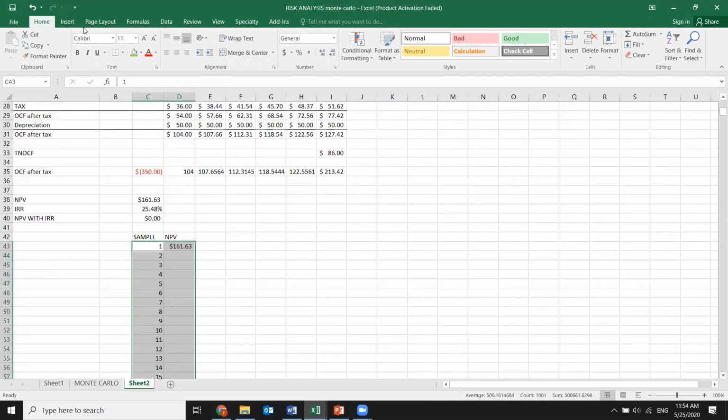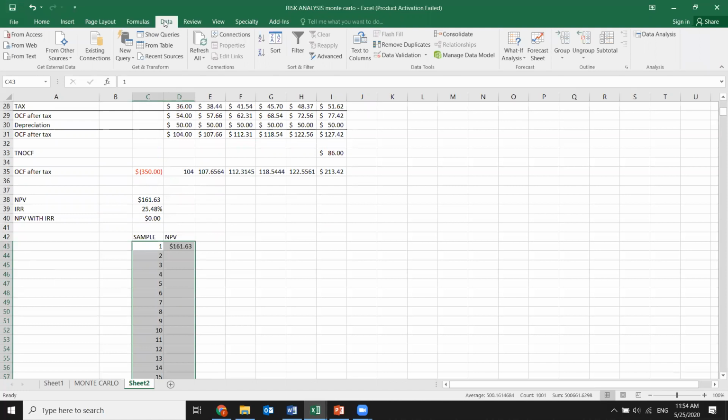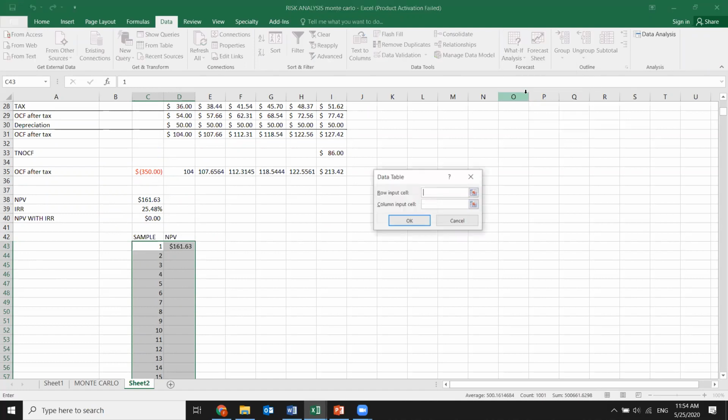Okay. Then I go to data. In data, I have what-if analysis here. Okay, what-if analysis, and go to data table. Data table. In column input cell, I'm not using the row. If you make it row, it will do the what-if analysis on the row. But I want it to column, okay, down. I select the NPV and I press OK.